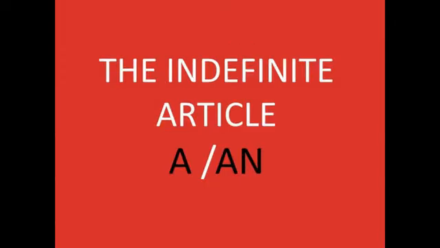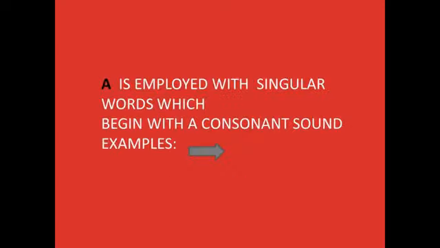The indefinite article in English has two forms, a and an. A is employed with singular words which begin with a consonant sound.